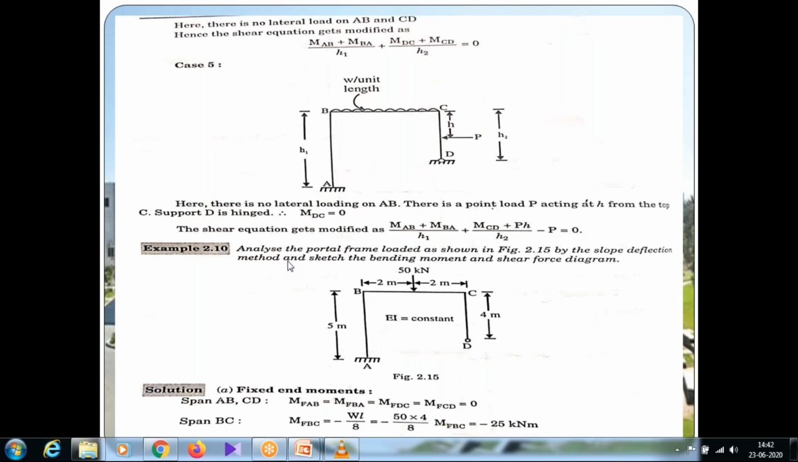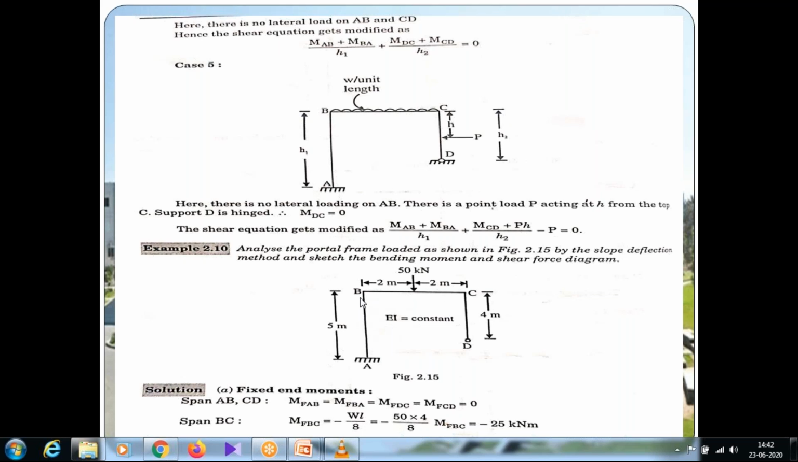Okay, the question is: analyze the portal frame loaded as shown in the figure by the slope deflection method and sketch the bending moment and shear force diagram. So this is the question. A frame only they gave. This particular frame is an unsymmetrical frame. It is unsymmetrical in shape.